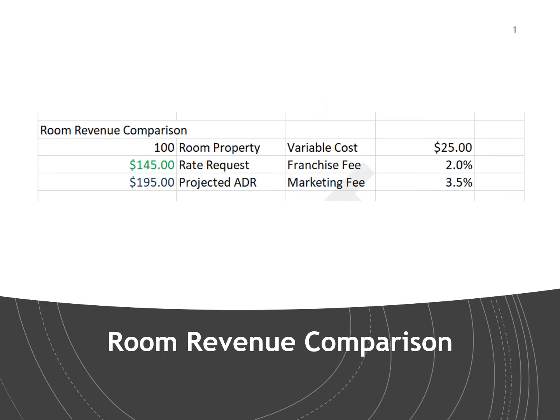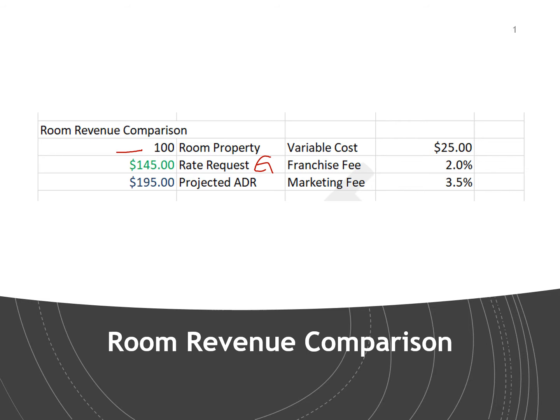So on the Excel spreadsheet that you have, I've broken it down into different parts. And the first thing we're going to be looking at is what is our room revenue, okay? So the key information we're looking at here is how many rooms we have available. In this case, we have 100. This is the group rate that is requesting the $145 rate. Then we have what our projected ADR is going to be at $195. Our variable cost is $25.